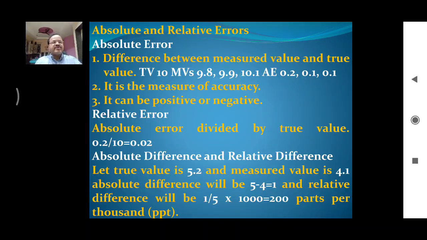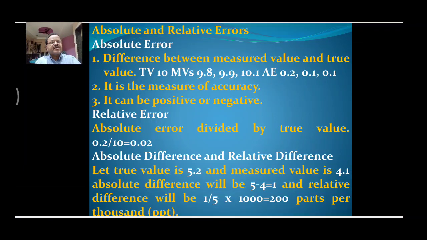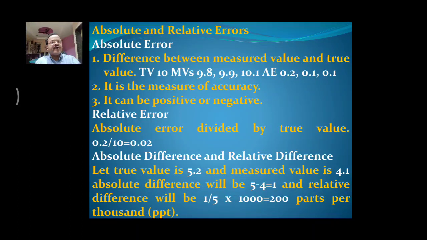So what is the difference between measured value and true value? When we take the difference between measured values and true value, the difference comes to be 0.2, 0.1, 0.1. That means 10 minus 9.8 comes to be 0.2, 10 minus 9.9 comes to be 0.1, and 10 minus 10.1 comes to be 0.1, irrespective of the negative sign. So that is the difference, and this difference is nothing but the absolute error.